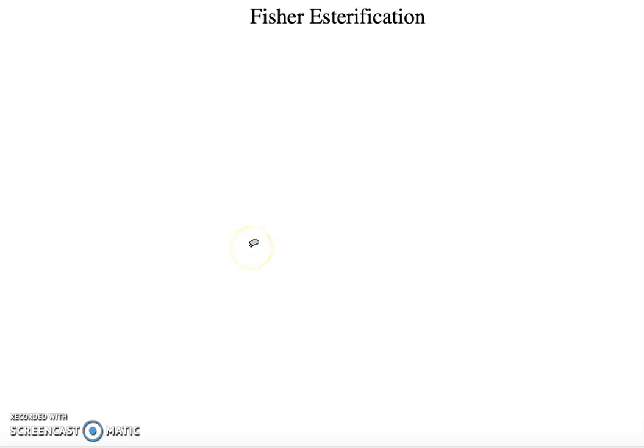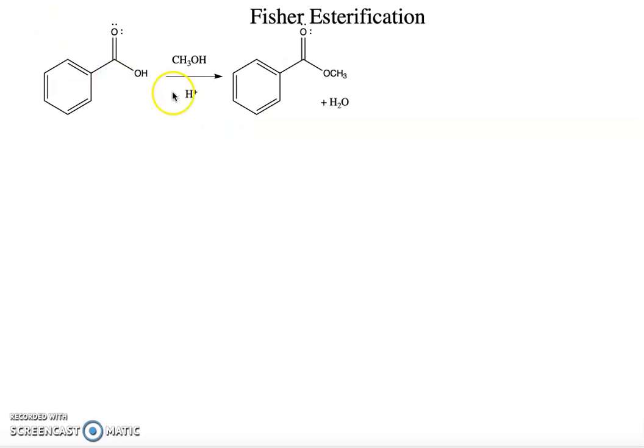I want to talk today about the Fischer esterification reaction. In the Fischer esterification reaction, we start with a carboxylic acid like this benzoic acid, and in the presence of an alcohol like methanol and this acid catalyst, we get this ester plus water. It's also important for us to remember that this reaction is an equilibrium reaction, which is why we use this equilibrium arrow. So let's look at the mechanism of how the Fischer reaction occurs.